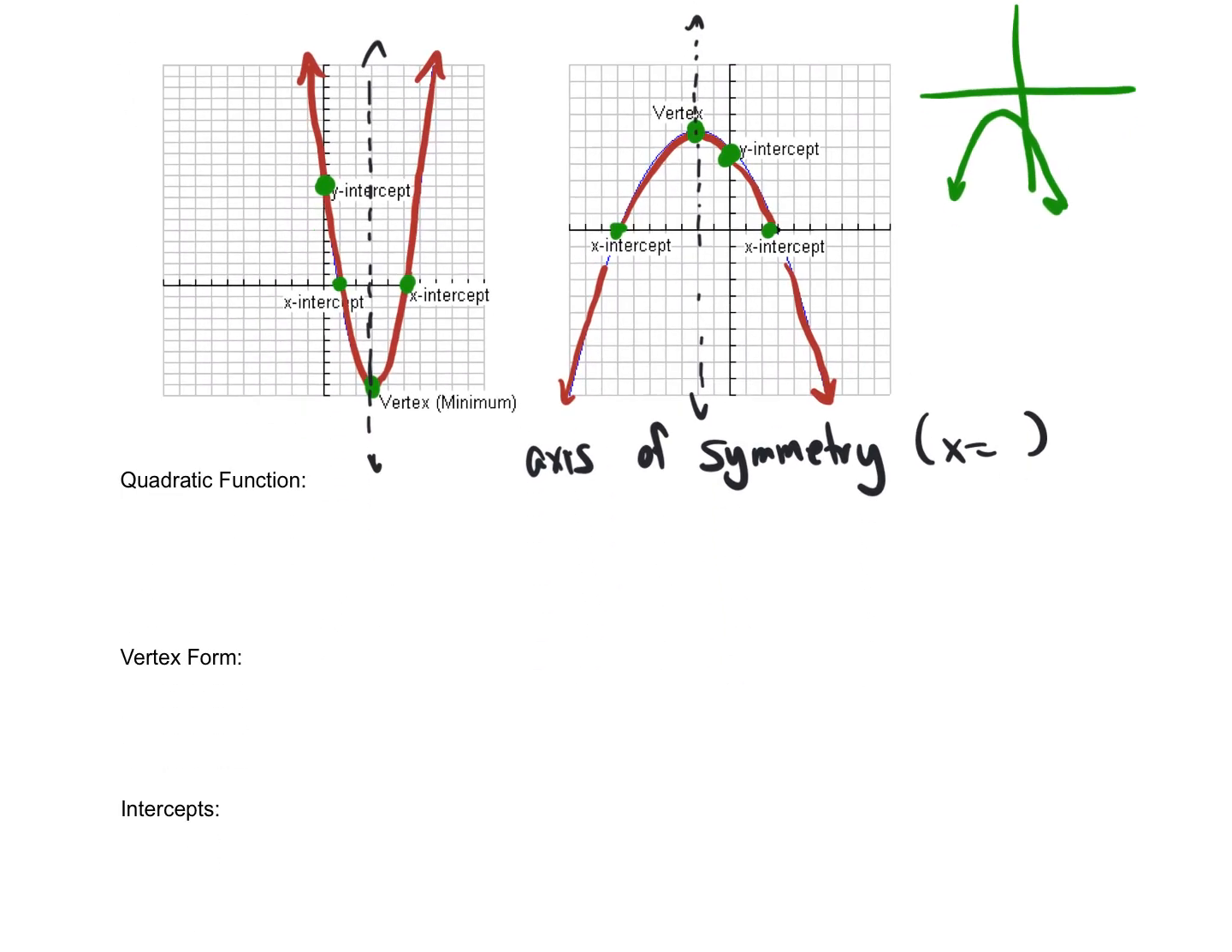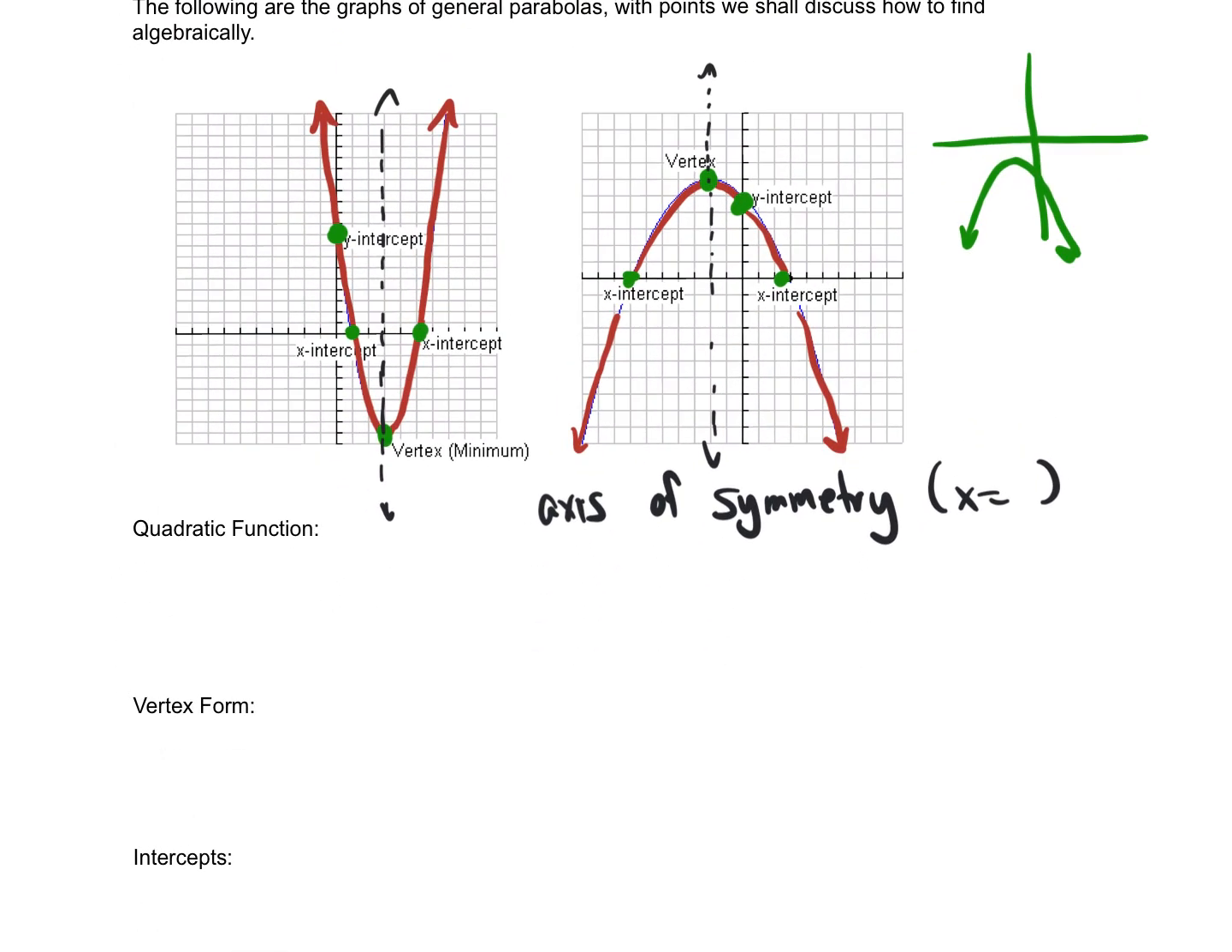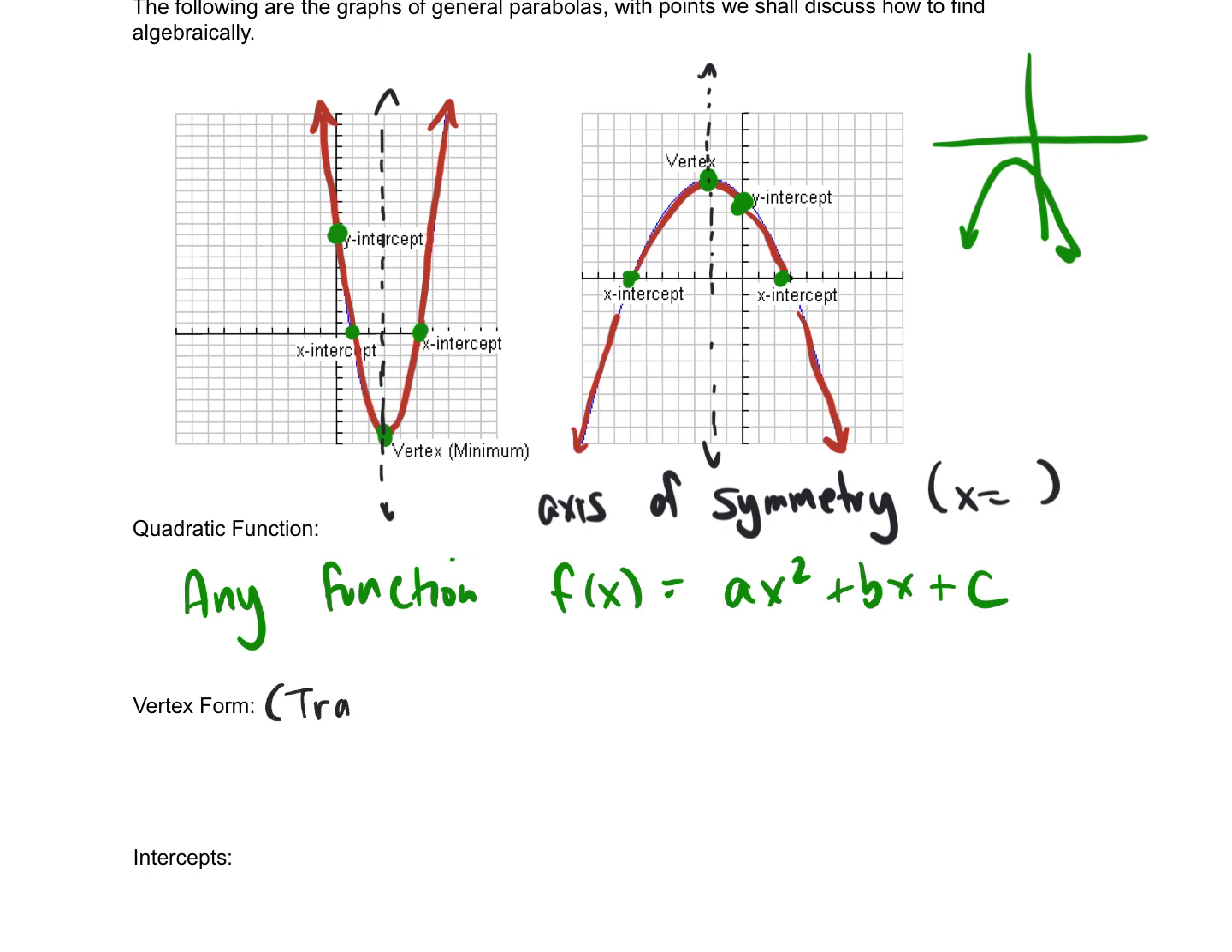So, obviously a couple things we just talked about. With quadratic functions, we're really looking for any function that's in the form f of x equals ax squared plus bx plus c. That is going to be a quadratic function. So it's going to look like the things we have above. Now, vertex form is something we've actually seen before. Sometimes this is also called transformation form.